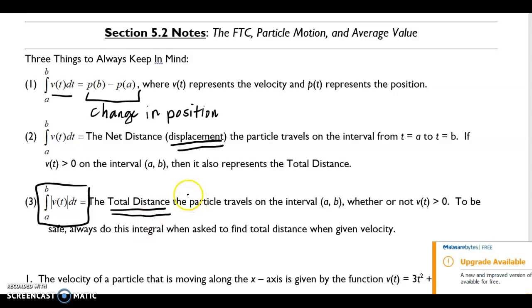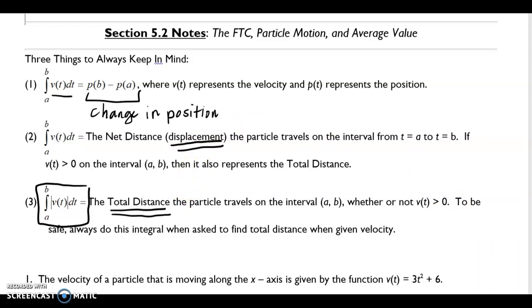Whenever a problem asks you to find total distance, you always want to set it up that way, whether or not the velocity is positive. Just to start out, set it up that way, and then you can analyze from there. So let's get into our first example.